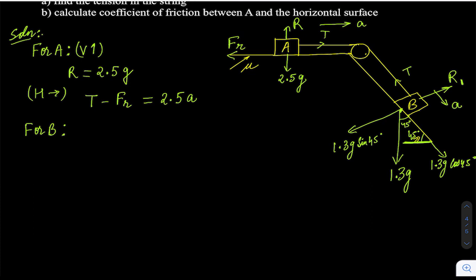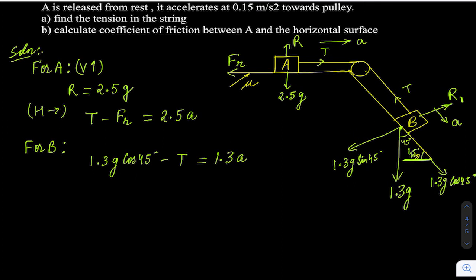So we only need parallel to the inclined plane. So let's do that. What's the force in this direction? 1.3 g cos 45 degree minus tension will be equal to 1.3 into A. So these are my three equations. From these equations, we have to find the tension and coefficient of friction. And we know that frictional force will be equal to mu R. We know the value of acceleration also, 0.15 meter per second square. So let's take this as the first equation and this as the second equation. Let's add them. Why add? Because when you add, tension will get cancelled, right?